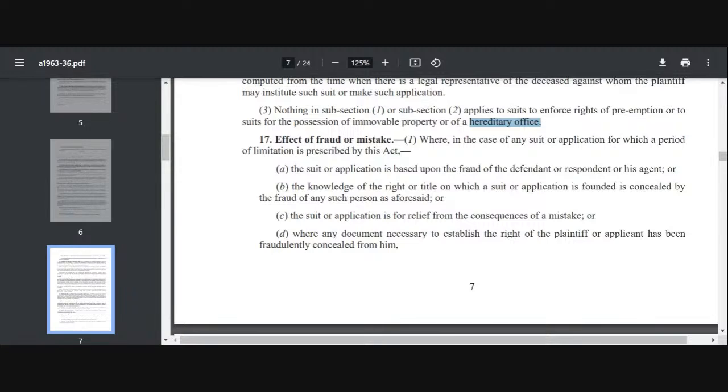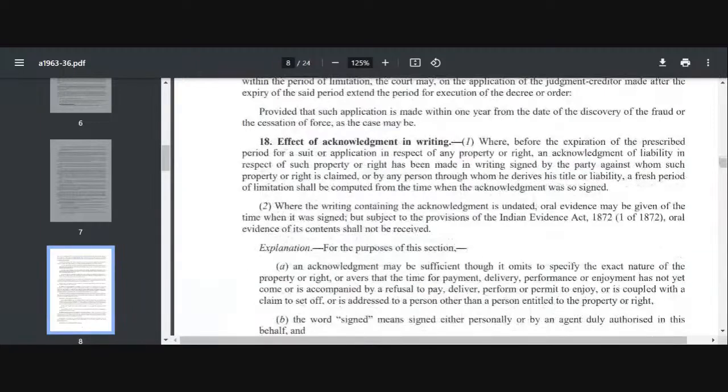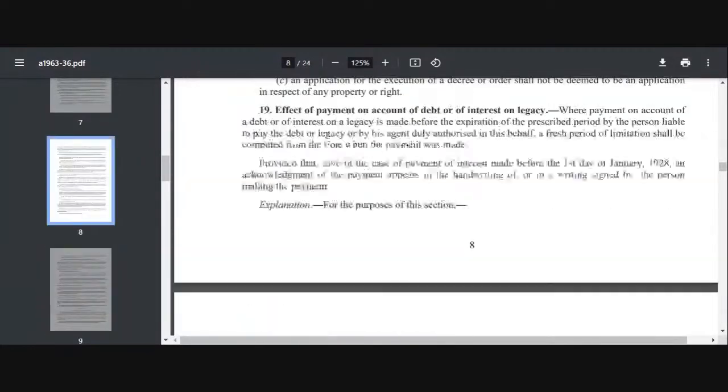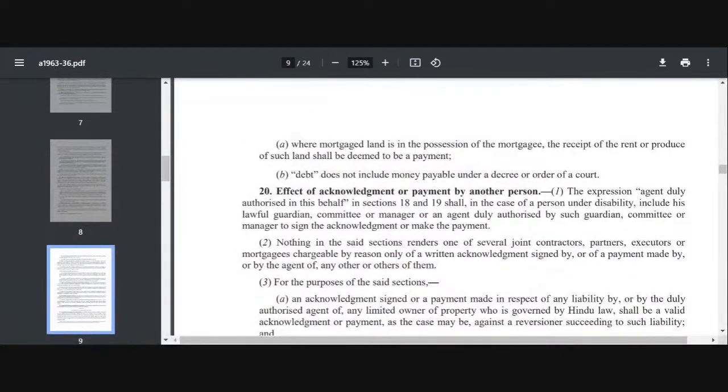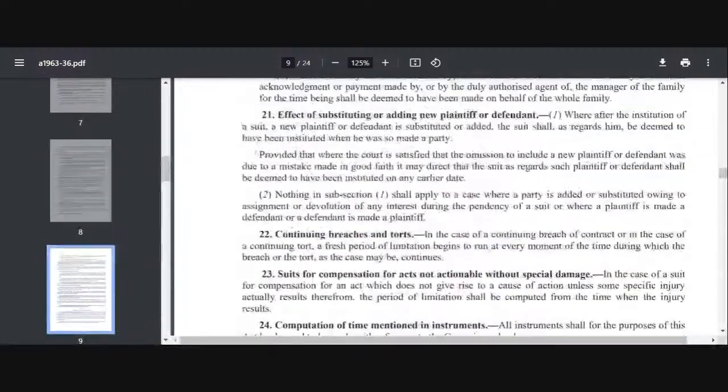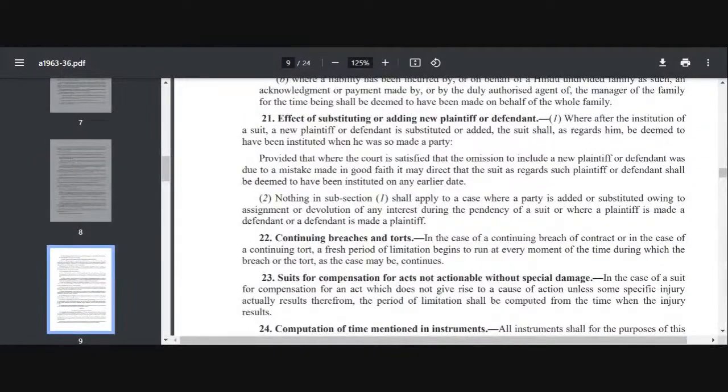Okay. So acknowledgements related, you have section 7, section 18, section 19, section 20, right? So these three sections relate to acknowledgement. 18, 19 and 20 relate to acknowledgement. Come to 21. Now 21 is the effect of substituting or adding new plaintiff or defendant. Okay, 21 relates to effect of substituting or adding new plaintiff or defendant.